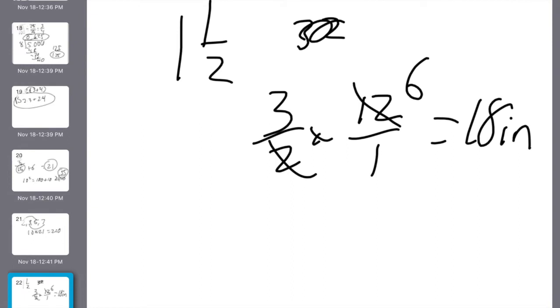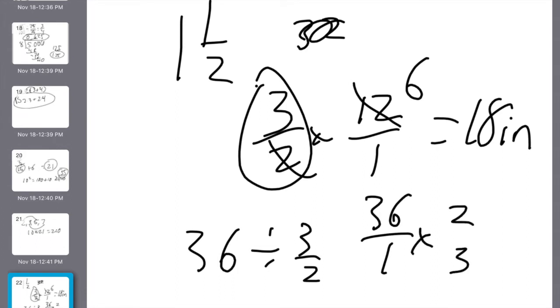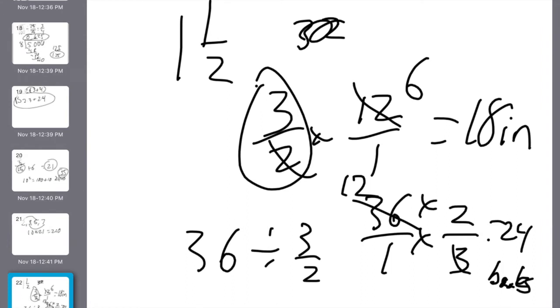And B, how many math books would be in a yard? Well, I know a yard is 36 inches, guys, so you could do 36 divided by 1.5 inches, or we'll just do that. 36 divided by 1.5 inches would be divided by 3 over 2. So I would stay, change, flip. 3 goes into 36 12 times. 12 times 2 is 24 books.